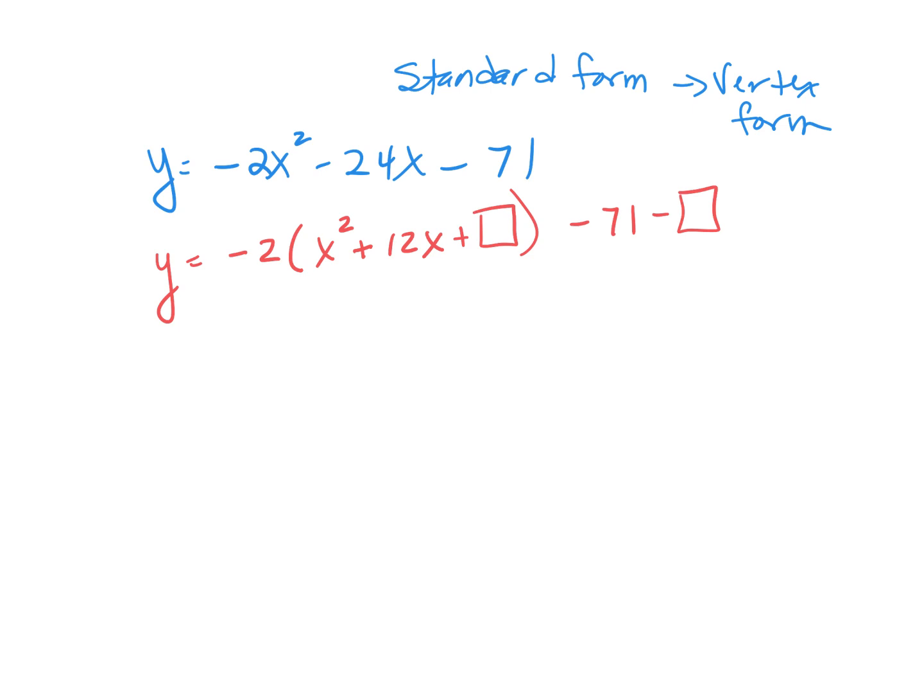So when we complete the square, we go, what is 12 divided by 2? 6. Squared. 36. Very good. So 36 goes here. Well, I didn't just add 36. I added a -72 because that -2 is out there. -2 times 36 is -72. So I have to add a 72 on this side.